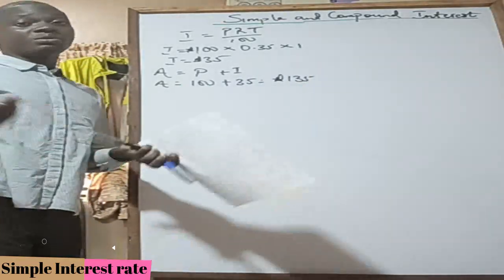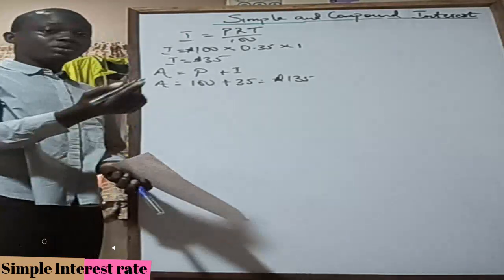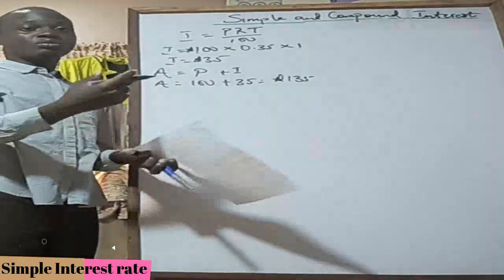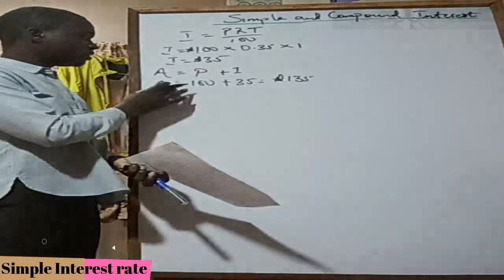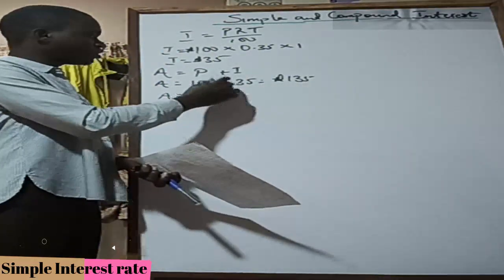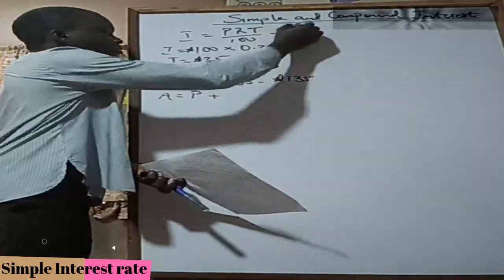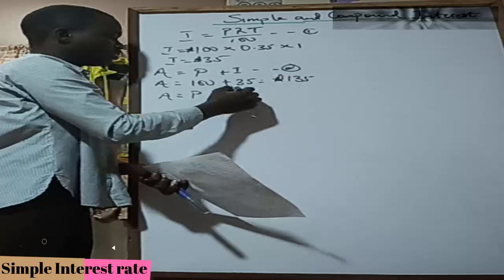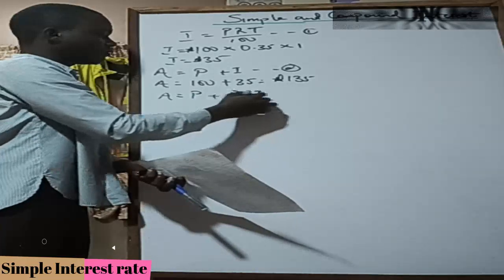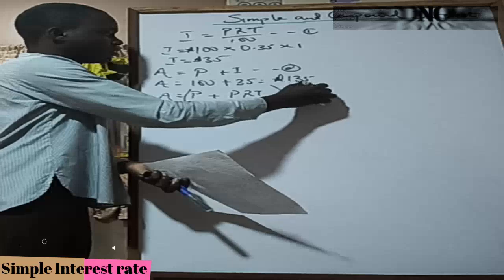But then maybe to just make things more interesting, we could express the formula. Since we know that I is PRT over 100, and then we know that the total amount to be repaid after a loan is obtained is this formula, we can just say A equals P plus, substituting the formula for I into this place. Let me call this equation 1, for example, and this is equation 2. Then what I want to write now is equation 3. So I'll be having P plus PRT divided by 100, then you close the brackets. So this is equation 3.